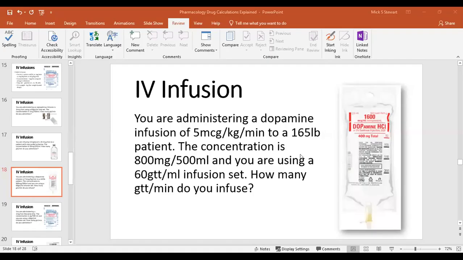So the next thing we're going to do is dopamine. So we're administering dopamine infusion, 5 micrograms per kilogram per minute. Now notice, this is a weight-based drug, 5 mics per kilo per minute to a 165-pound patient. So we've got the patient's weight in there. We've got to do our conversion into kilos. Our drug concentration is 800 milligrams in 500 mLs. You're using a 60 drop per milliliter infusion set. How many drops per minute? So going back over to the whiteboard.